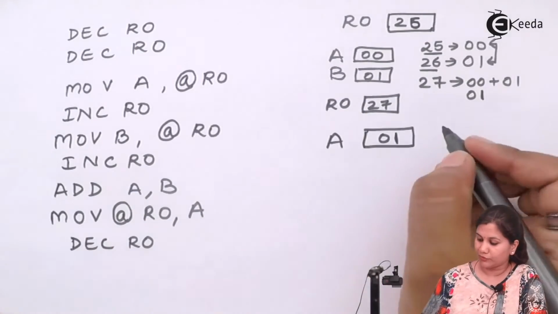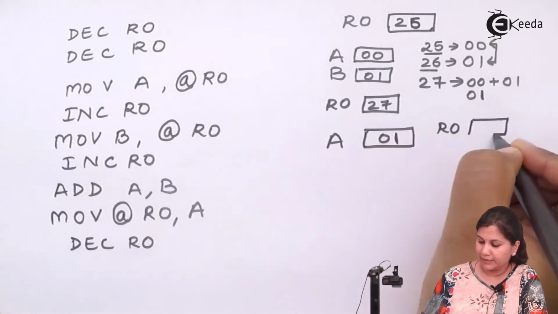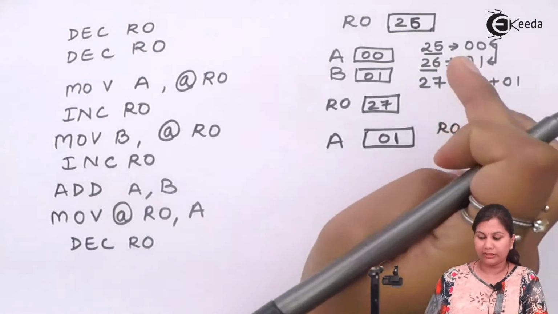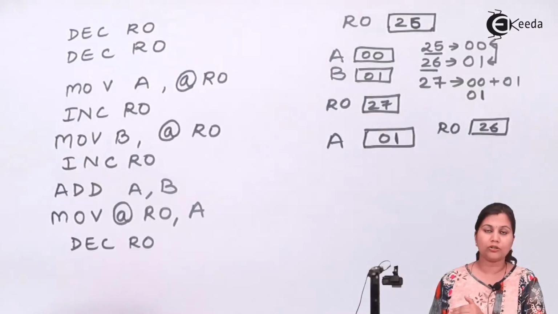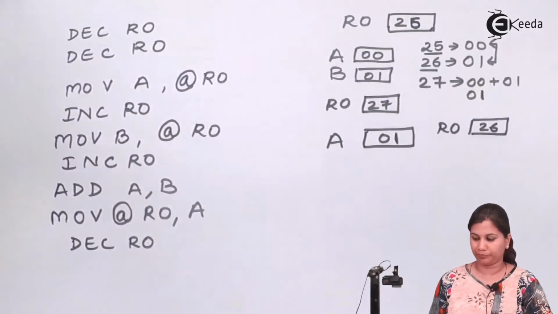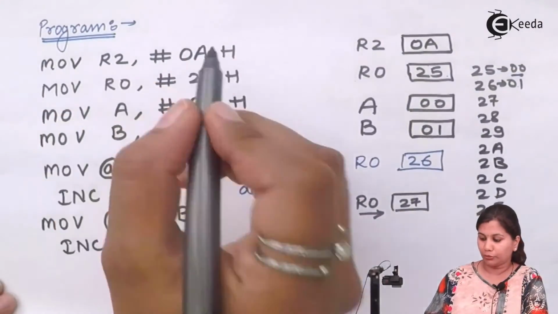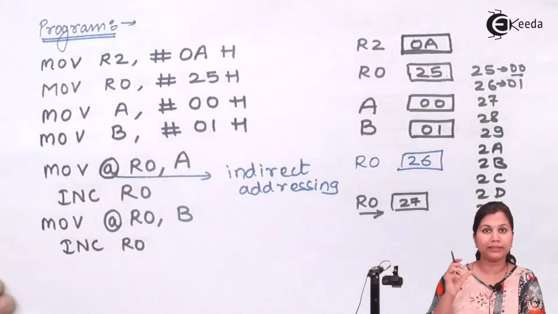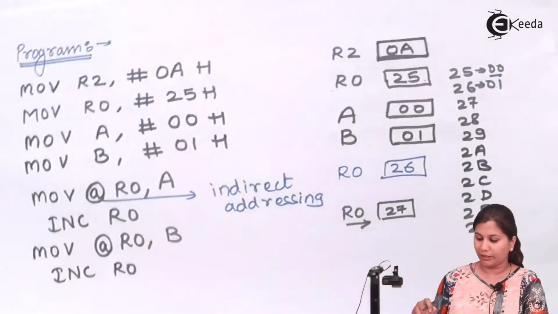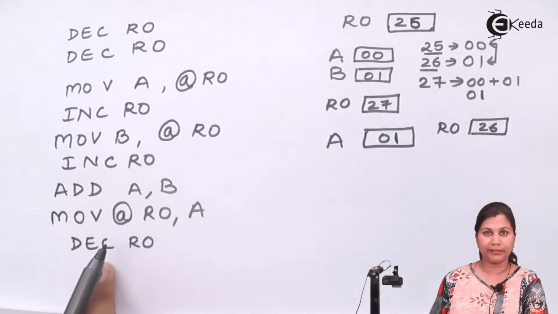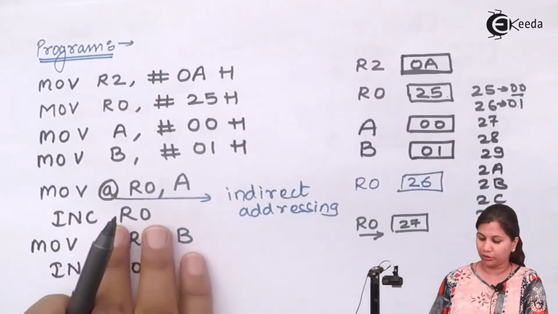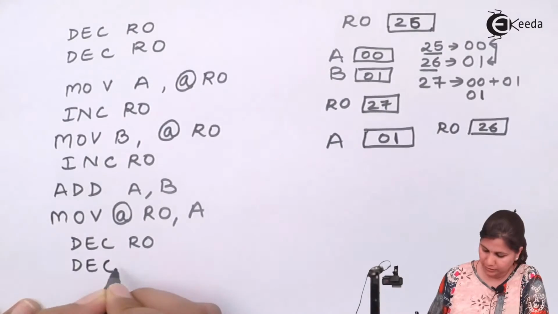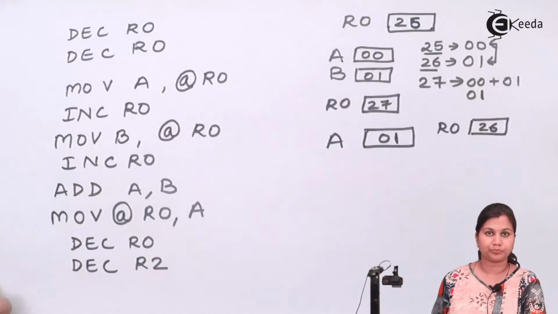So again R0 will come at 26 memory location. Now because we have generated our third number, we have to decrement the counter, because the R2 register is initialized so that we generate the Fibonacci series up to 10 numbers. Since one number has been generated already, now we have to decrement the counter. So the next instruction will be decrement the R2 register.